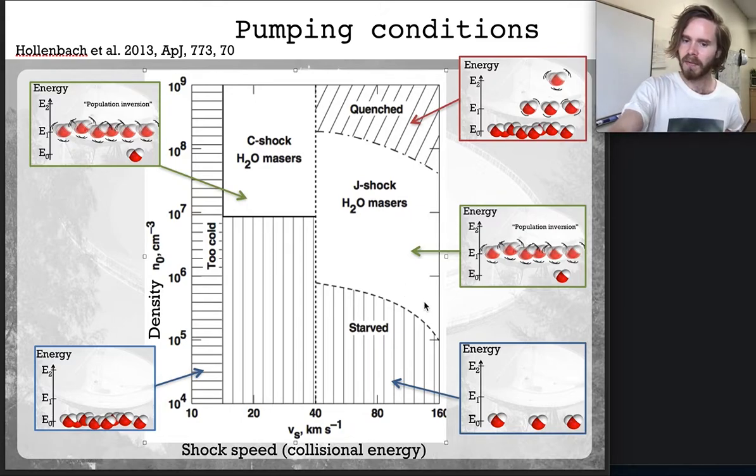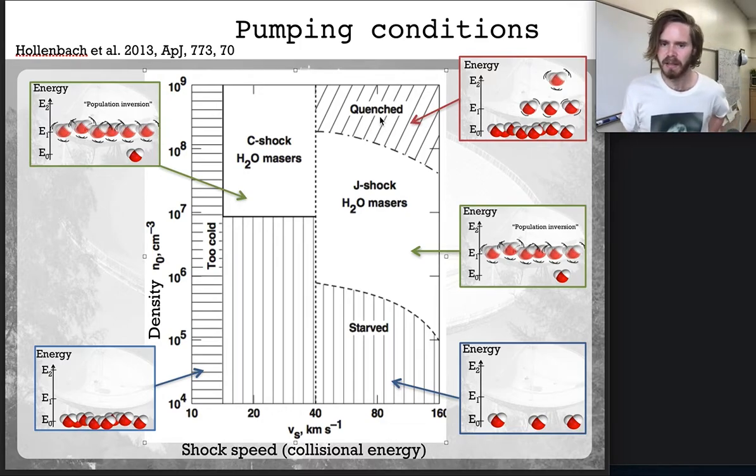So we have enough collisional energy to get past the problem of there not being enough number density. So this is why the J shocks region curves over. The part I want to explain last then is this quenched region up here on the top right.